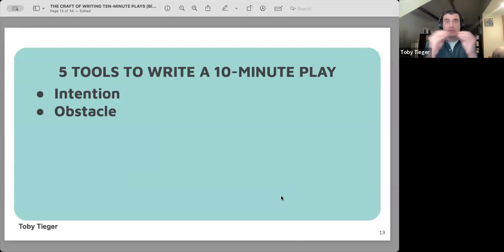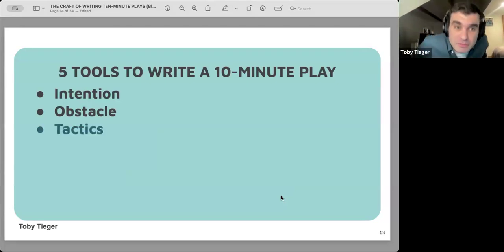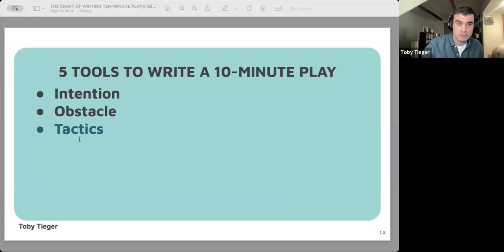So in the same way, you're going to probably want to have those, at least as you're starting out, of a character has a want and there's an obstacle in their way. So what's the third tool? The third tool is going to be tactics. So these are the things that the character tries to do to get around the obstacle.